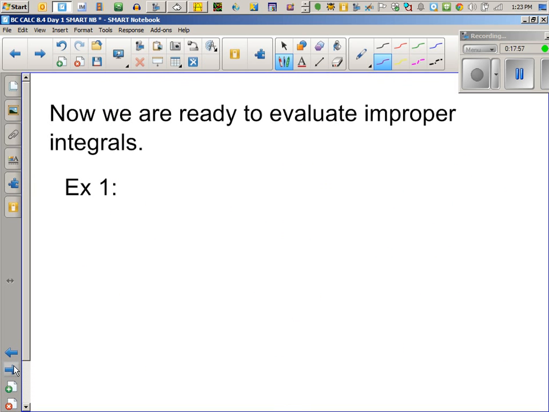Okay, the next thing is we're finally ready to evaluate some improper integrals. Today I'm going to focus on just the integrals that have an infinity or negative infinity in the symbol. I'm not going to do the ones with asymptotes today. I'll just do that tomorrow. Okay? So here's my first problem. Looks harmless enough, but it is improper. Please write it in proper form.